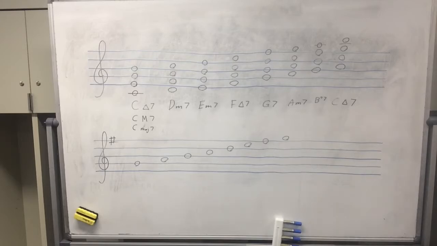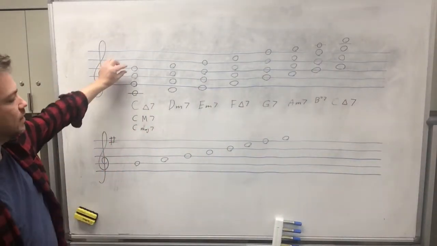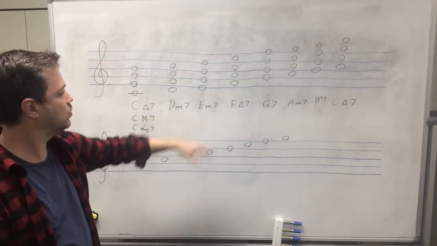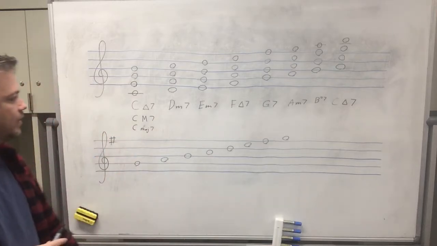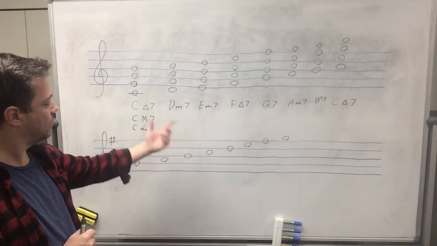Okay, so that was C major 7. As I said, a nice, pretty sounding chord. It has that little semitone between the 7th and the octave. Minor 7 chords are fairly basic. Okay, I'll play one in a tick.